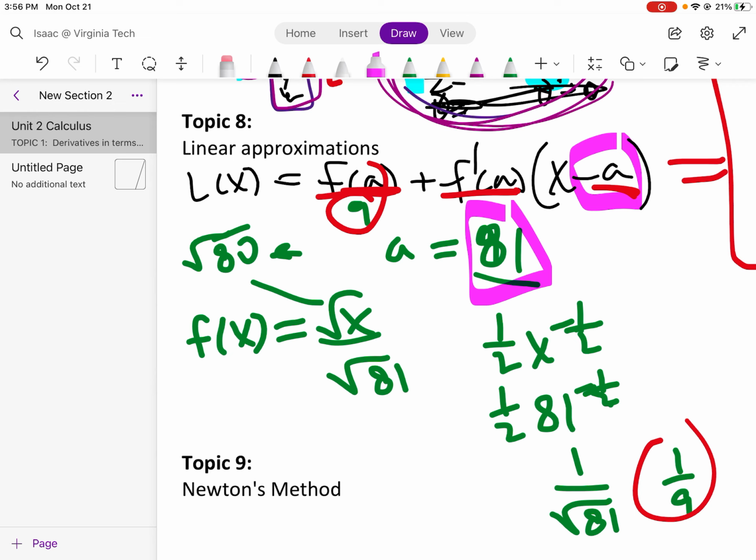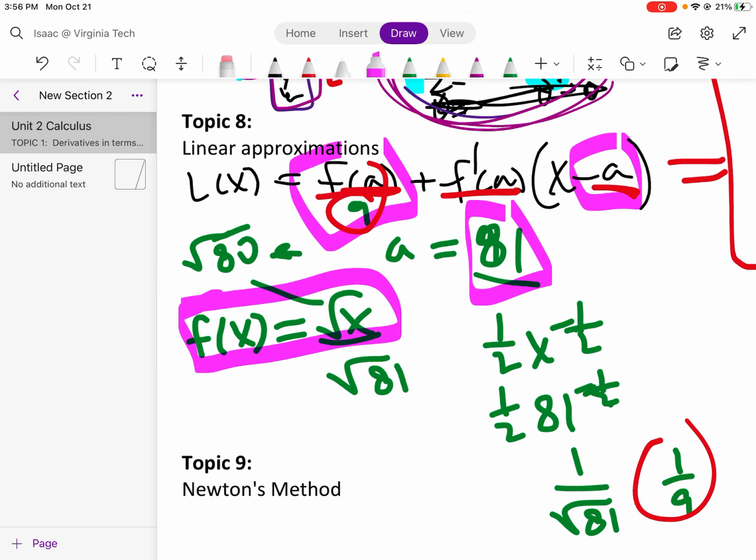If I chose 64, that wouldn't be good, right? We know that's 8, but that's not close to square root of 80. And I didn't choose 79 because we don't know the square root of that. So that's what it has to be. It has to be something close to what you're asked and easy to calculate. So that's how we found a. Then we did f of a. So we had to plug that into the function. We didn't have a function, but we know this is what function we'll use.